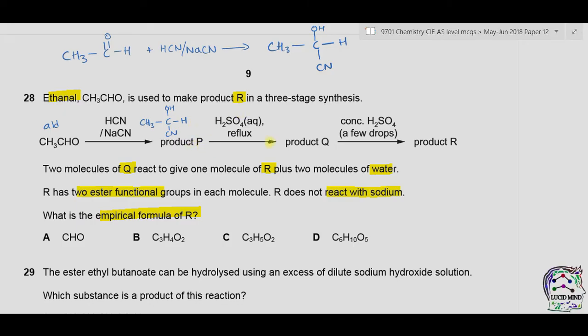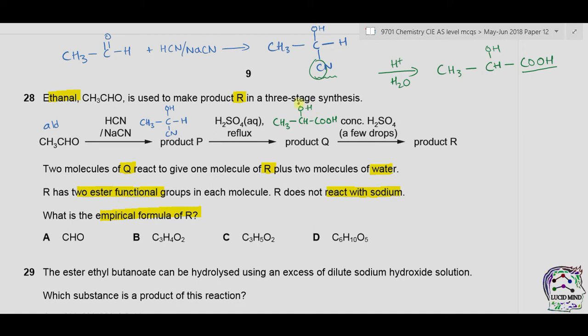Now in the second reaction, product P is converted into product Q upon reaction with sulfuric acid under reflux. Now what will happen is that the CN will be converted into a carboxylic acid and an ammonium salt. Now the product upon acid hydrolysis will be CH3CH(OH)COOH. This carbon is converted into a carboxylic acid. So we can write product Q as CH3CH(OH)COOH.